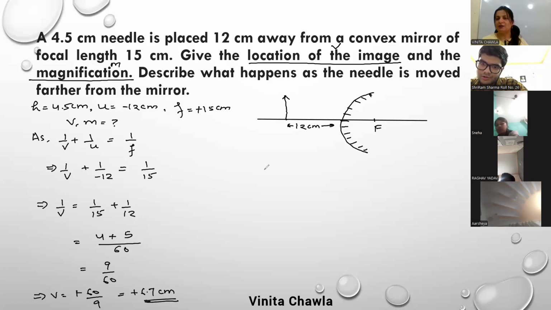Are you getting this? Plus 6.7 centimeter? No? Yes, Ram? Yes ma'am, I will do it in fractions, then I am getting 20/63. Okay. See, because V is positive, what does it mean? It indicates a virtual image. The image is found behind the mirror.